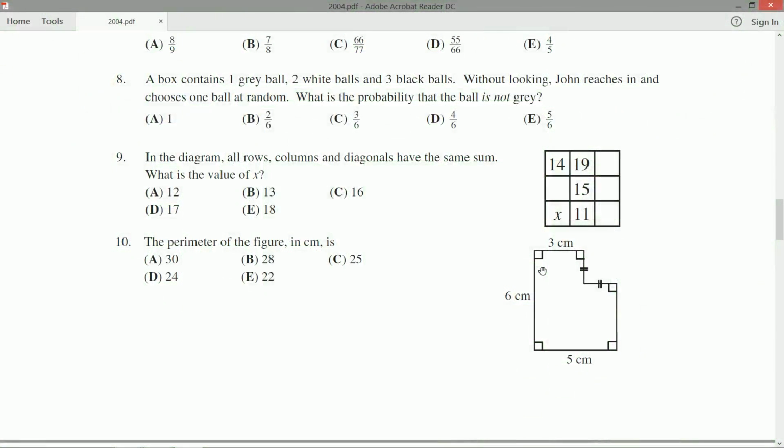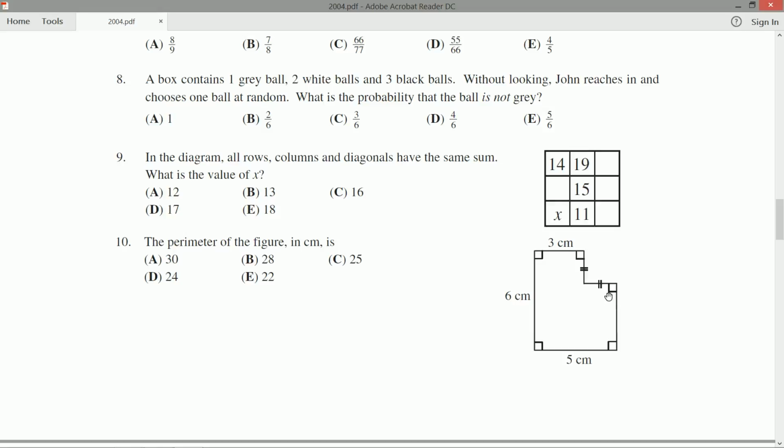We're taking a look at the 2004 grade 7 level Gauss paper from the University of Waterloo. And we are all the way up to question 10, I see. So, question 10: the perimeter of the figure, and I guess they mean this one over here, in centimeters is, and we've got 30 and 28 and 25, 24 and 22. So let's take a look at this guy.